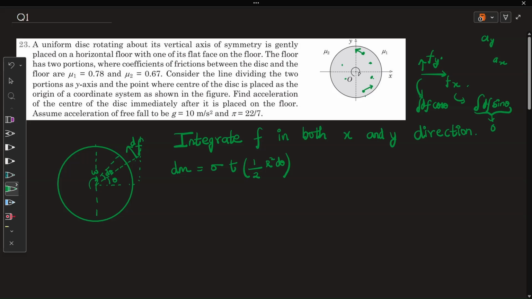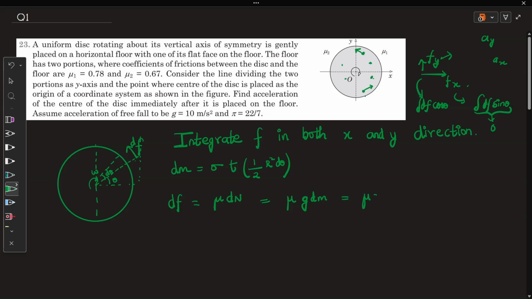Now the only thing we have to calculate is Fy, that is the integral of dF cos theta. So let me tell how we are going to integrate dF cos theta. Now what about dF? dF is nothing but the coefficient of friction times the normal reaction, which is dN. What is the normal reaction here? It's just its weight, right? So mu into dN, and dN is g into dm.